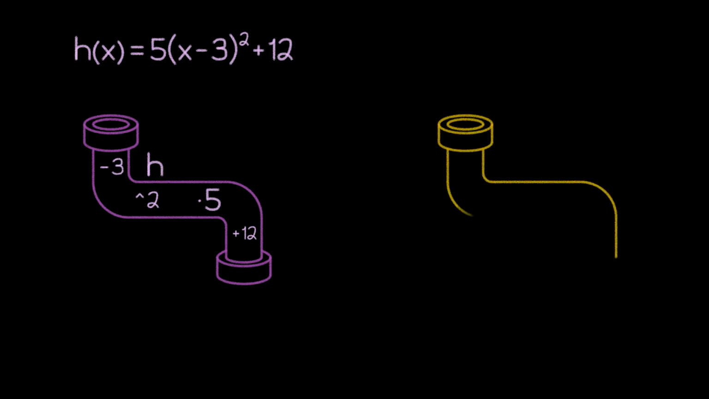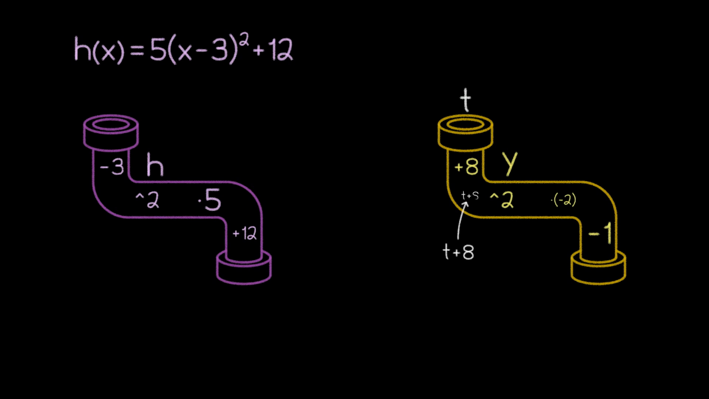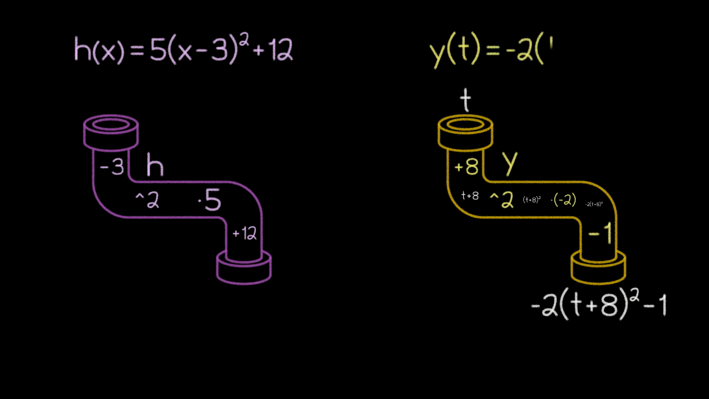Now, let's do this process in reverse. If we're given this function machine, we can write out the function notation by plugging a variable into the function. And to mix things up a bit, let's use t as our input, since that's another commonly used input variable. Then, as we move through each step of our function machine, we get a new expression that represents the steps of the function up to that point. And once we get our output, we can say that y of t is equal to the output, which is -2 times (t plus 8) squared minus 1.